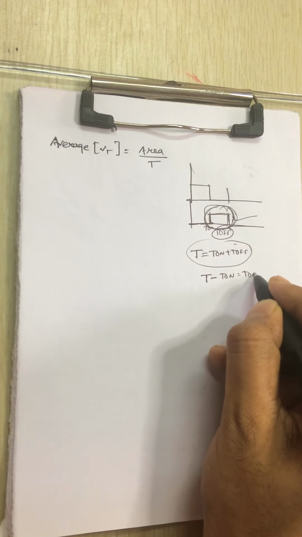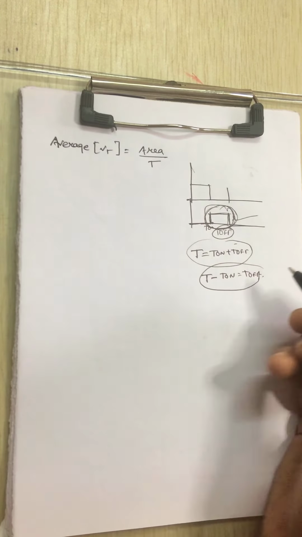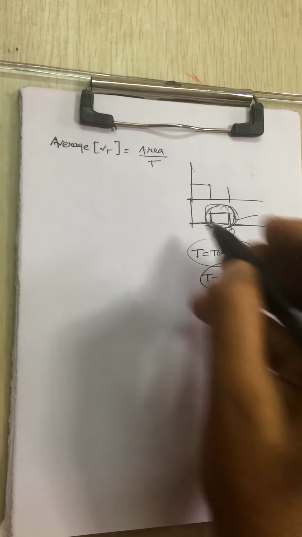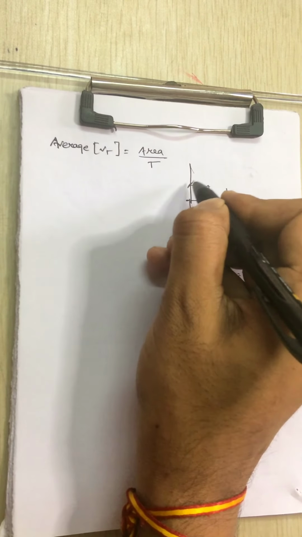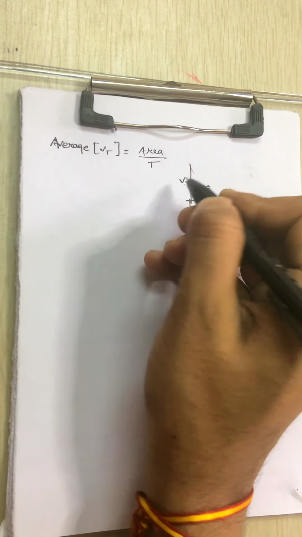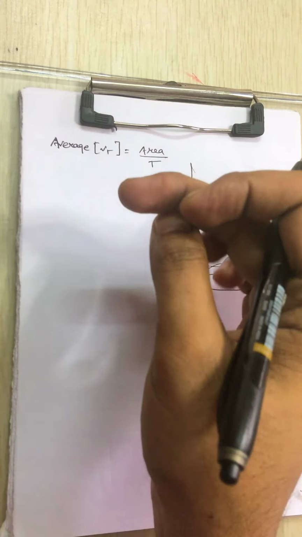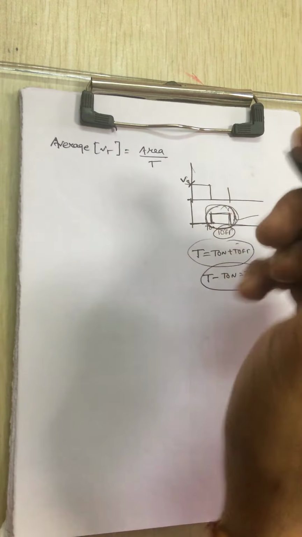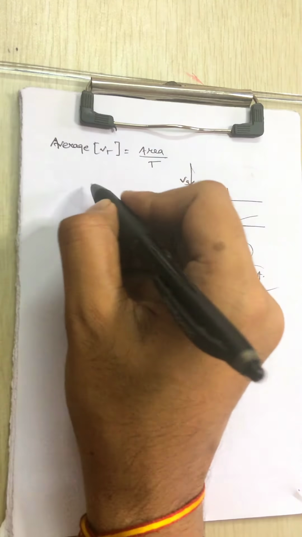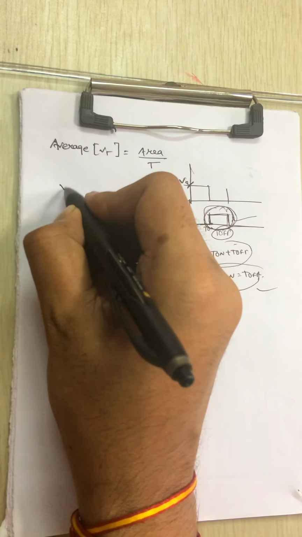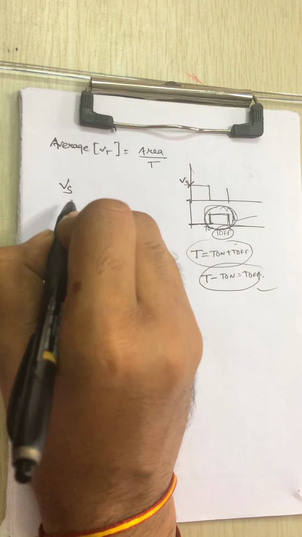You will get T off. So if you will get the T off, and we have known that the peak value is Vs, because the whole voltage will be blocked by that thyristor. So if the whole voltage is blocked by that thyristor, then you have to write just Vs.